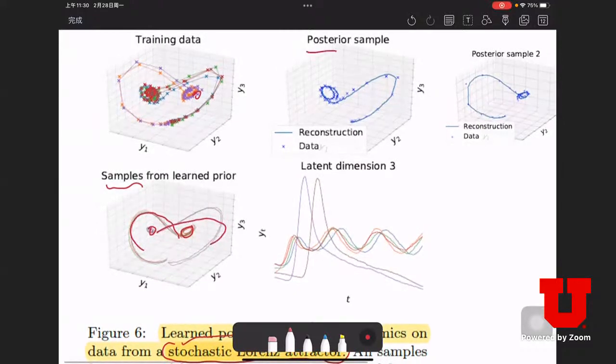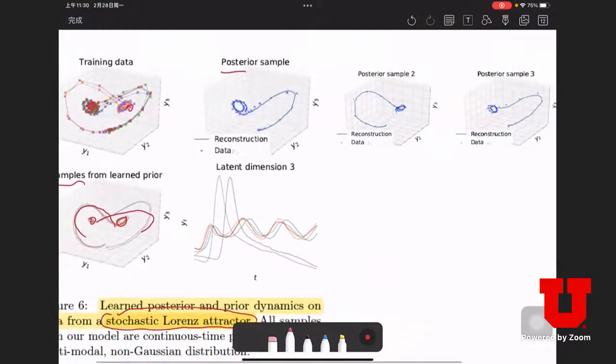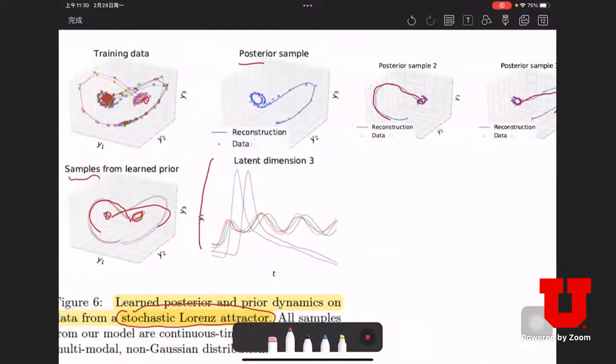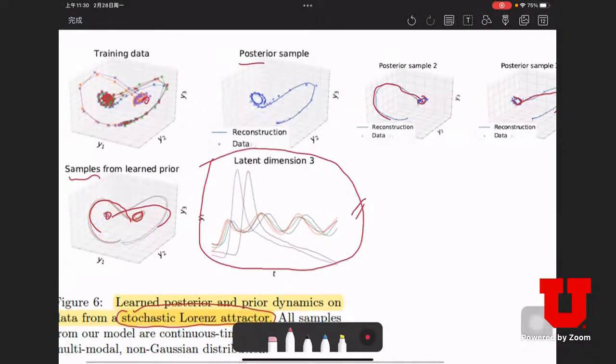And for the posterior, they have posterior distributions. When they draw samples from the posterior process, some paths are very similar to the training data. And for these figures, I'm not sure what they're talking about. The latent dimensions is something like they draw samples in the VAE hidden layers, but I'm not sure what it exactly means. But from the posterior samples and the prior samples, they do learn something to cover the Lorenz attractor systems.